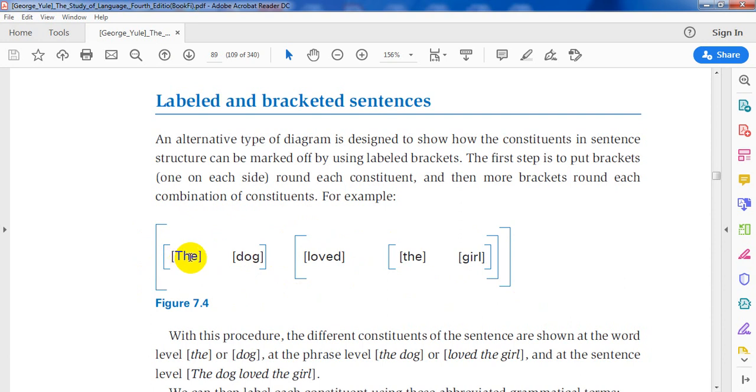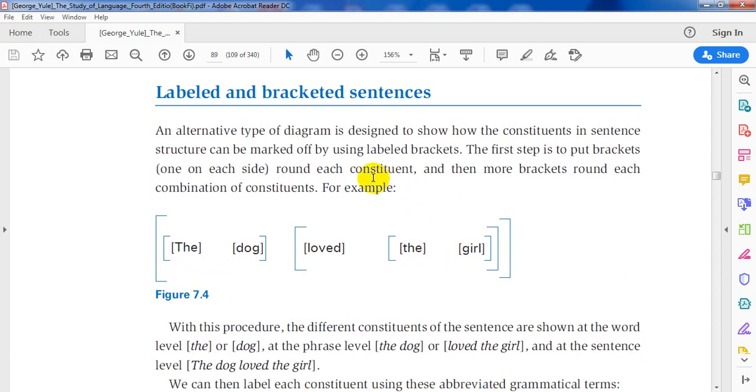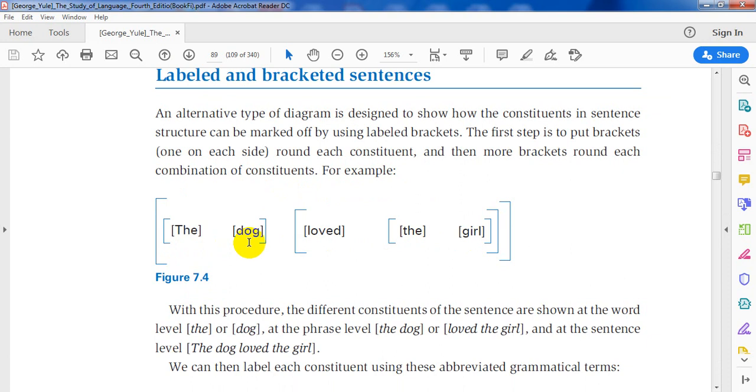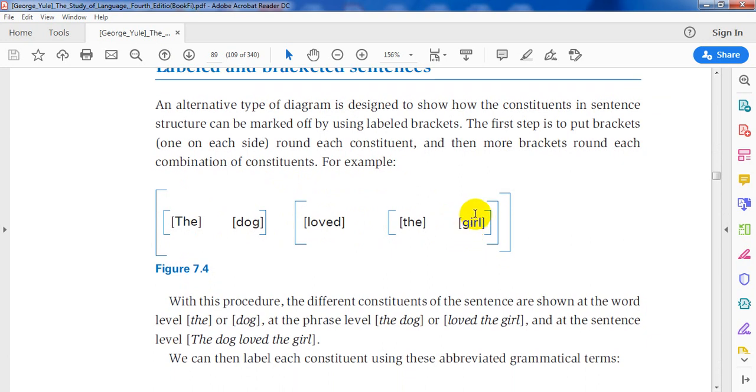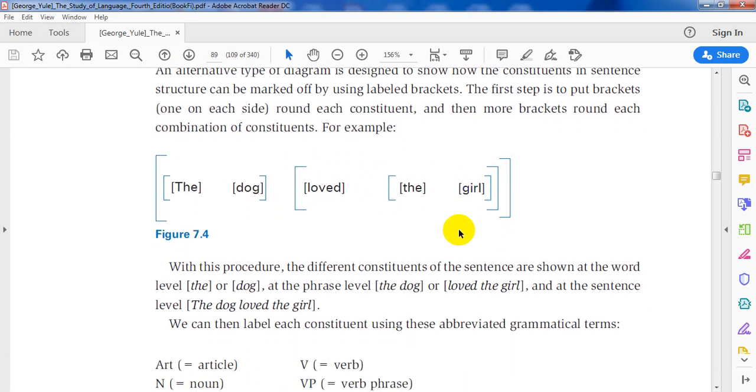This is according to the constituents. You can see we have very small brackets. For example, the dog loved the girl. What are the constituents, or how can we label those items in the grammatical description?